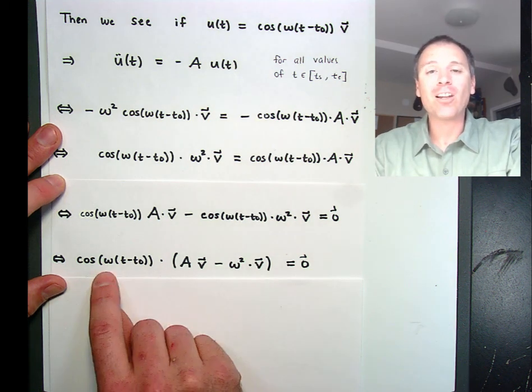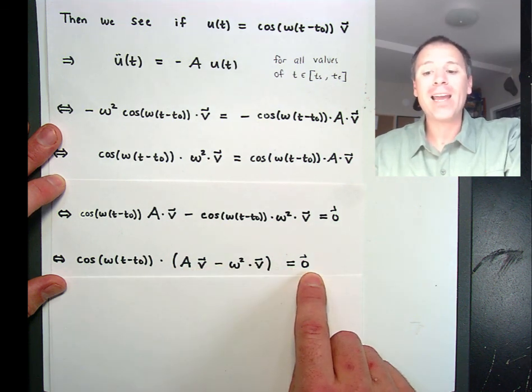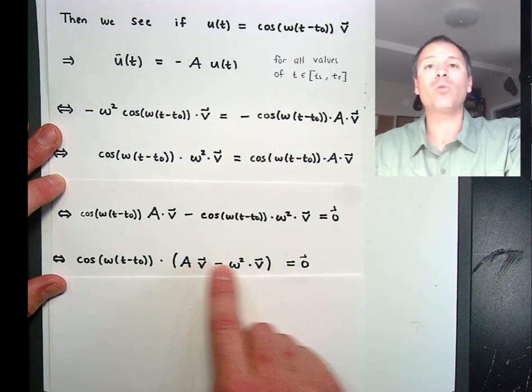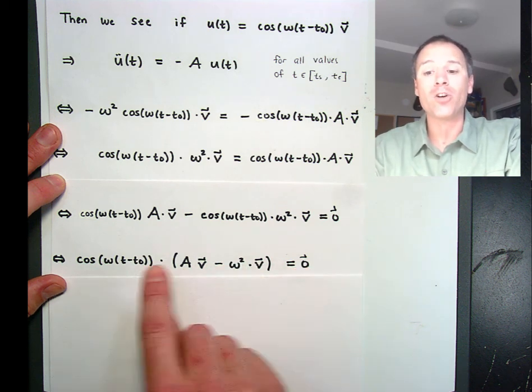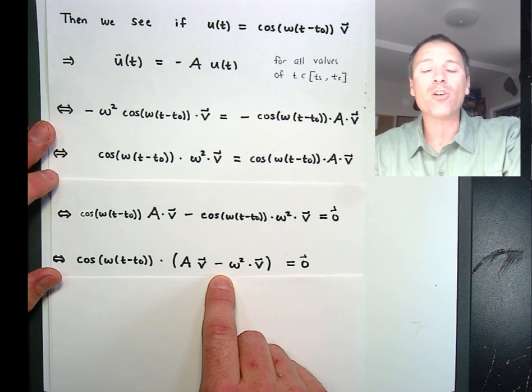But this is a scalar times a 2 by 1 vector equal to 0. The only way that a scalar times a vector is equal to the 0 vector is if either the scalar is 0 or the vector is 0. That's called the zero product property for this vector space.